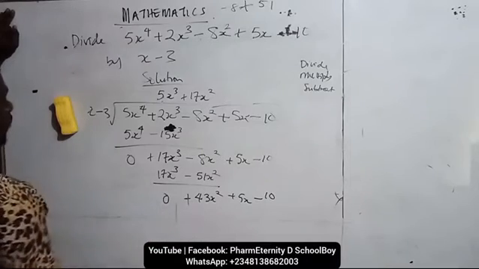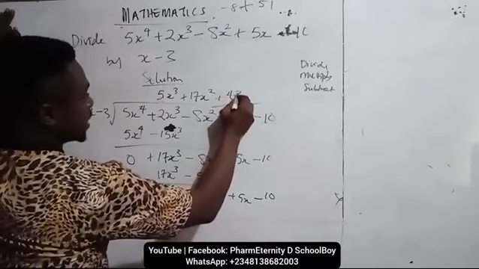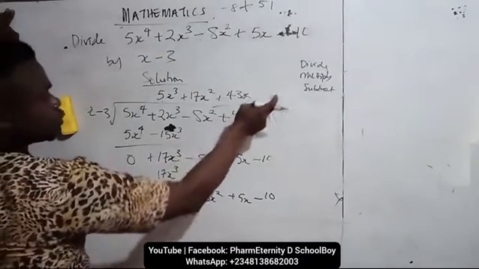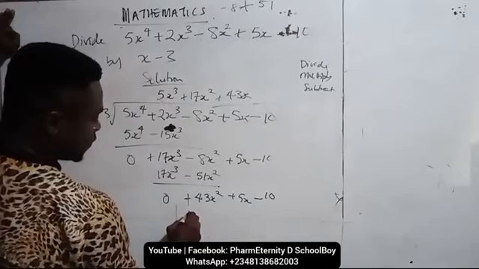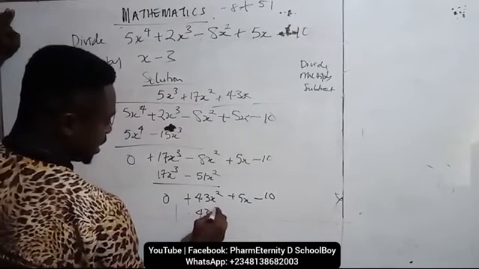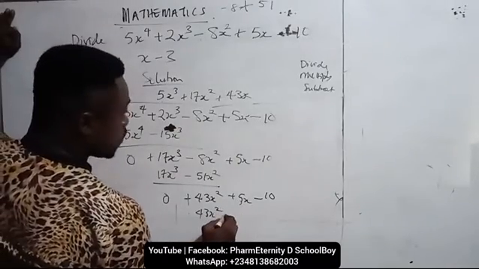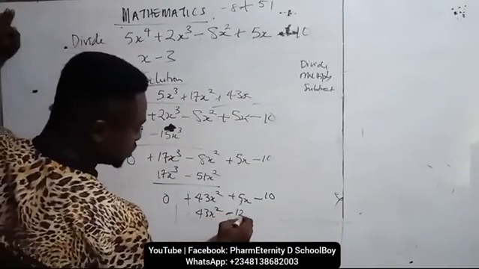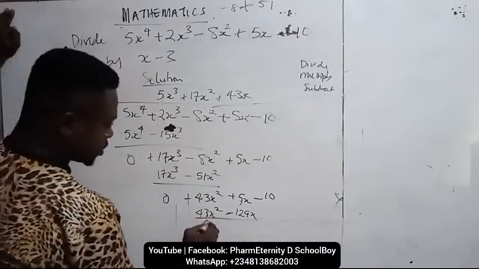x divides 43x squared. We have 43x. Then we continue, we multiply again. 43x times x, we have 43x squared. 43x times minus 3, this times this is 129, minus 129x. We subtract again. This will give us what?